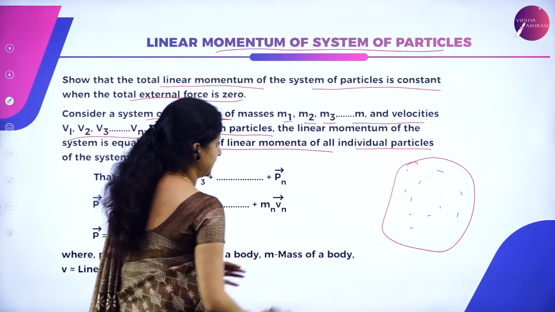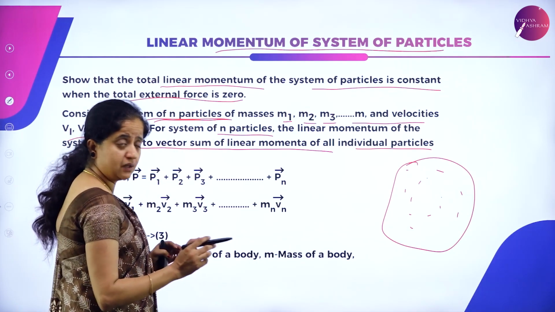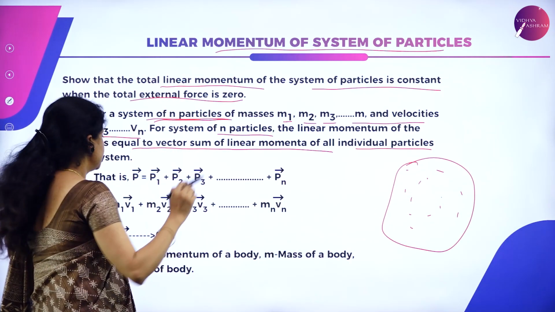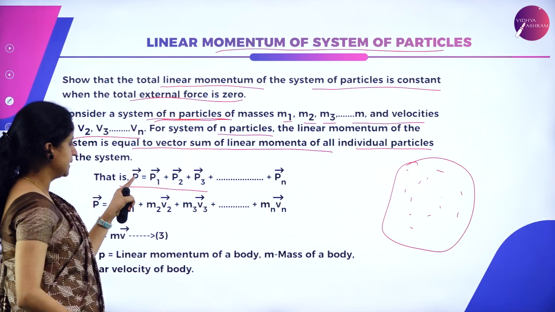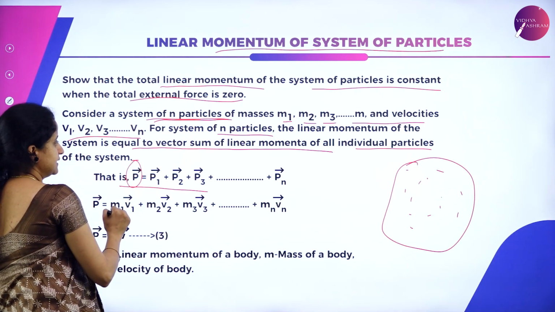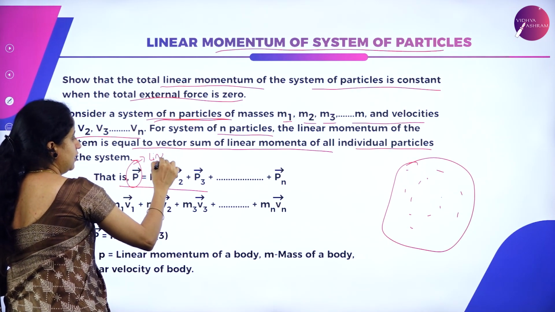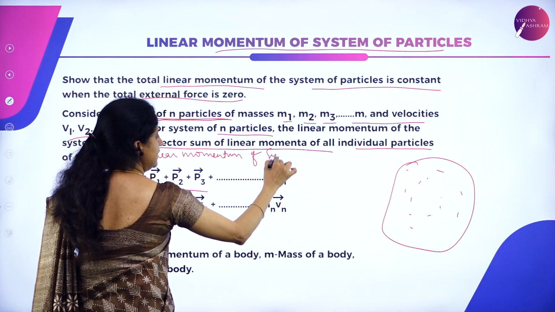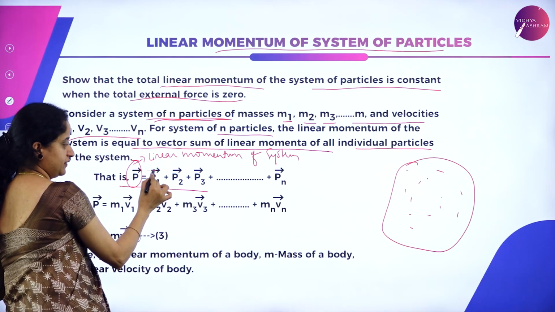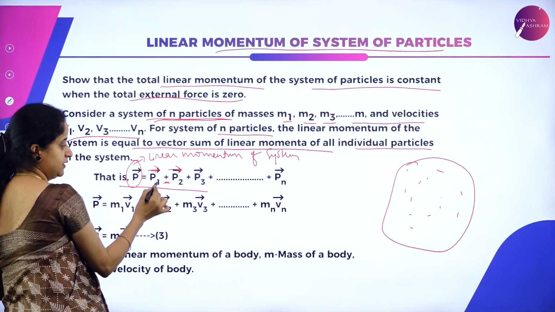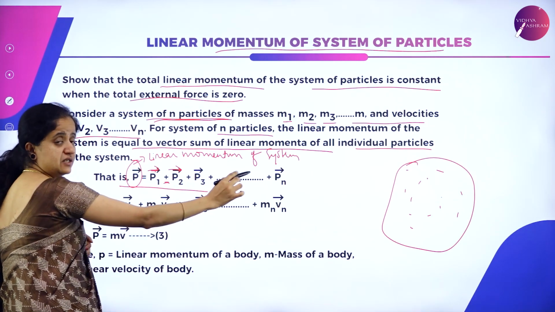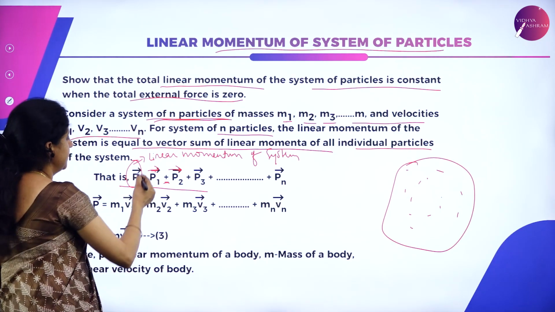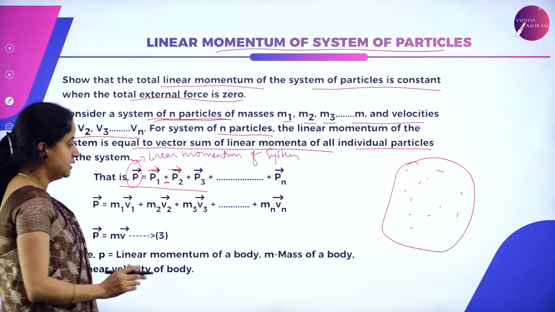So, for a system of particles, the linear momentum of the system is equal to the vector sum of linear momenta of all individual particles. We can represent that in expression as P equals, what is this P? It is nothing but the linear momentum of the system. It is the vector sum of the linear momenta of all individual particles. Since we have considered n particles, we represent this as P1, P2, P3 and so on up to Pn.